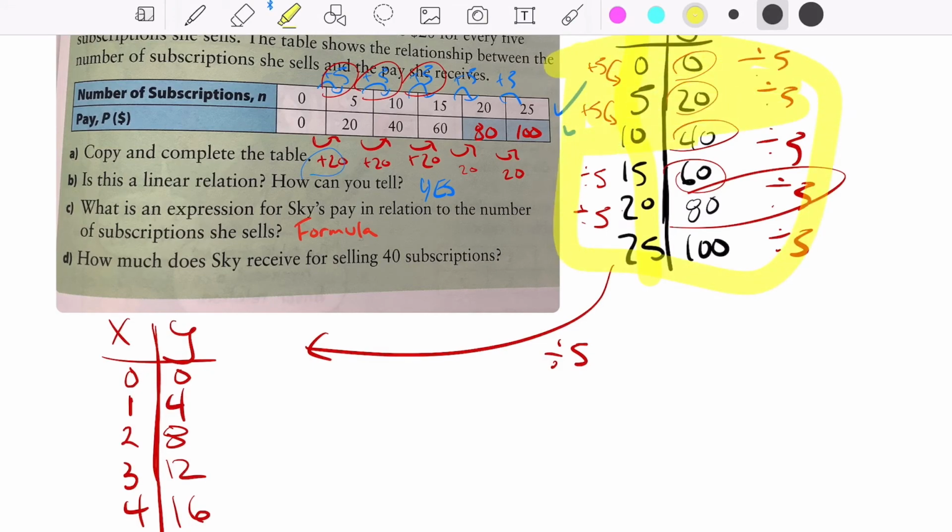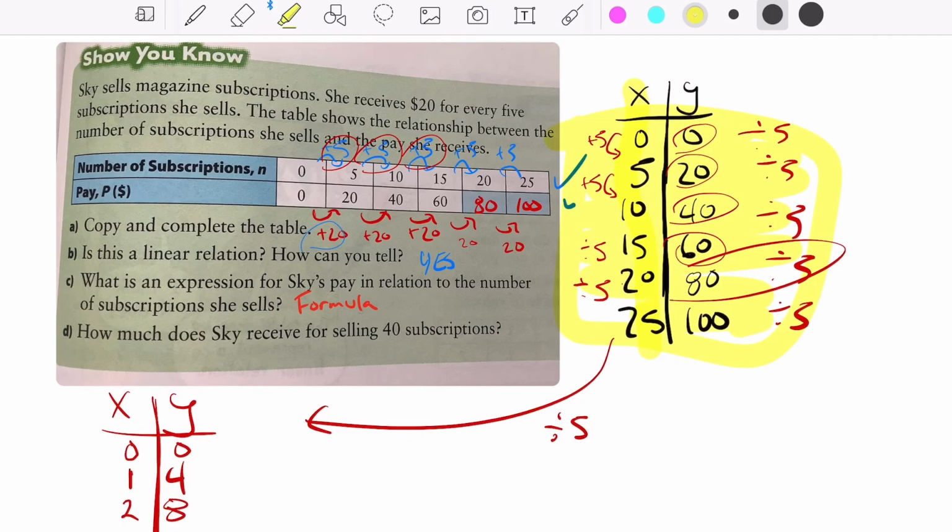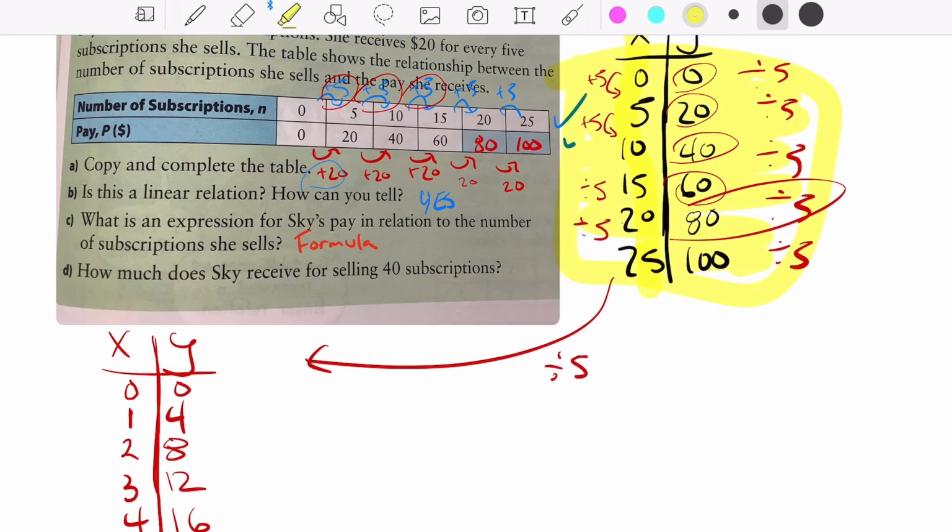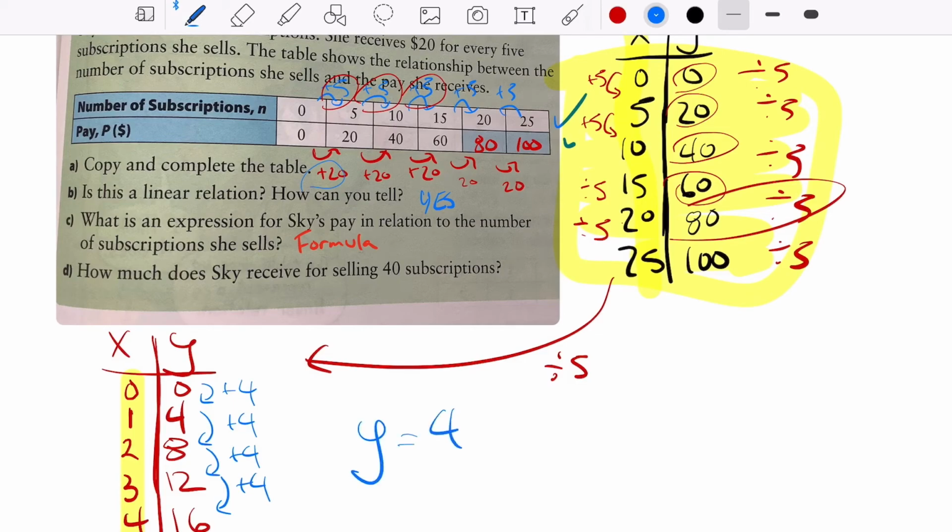I divided everything by 5 to bring my x-axis back down to 0. Now I'm actually able to figure out the pattern because it goes 0, 1, 2, 3, 4. So now I can go back to what I was doing and look at the pattern. What's the pattern? It's plus 4, plus 4, plus 4, plus 4. Okay, so now I build my equation, y equals 4x, and I check to see if this is right.